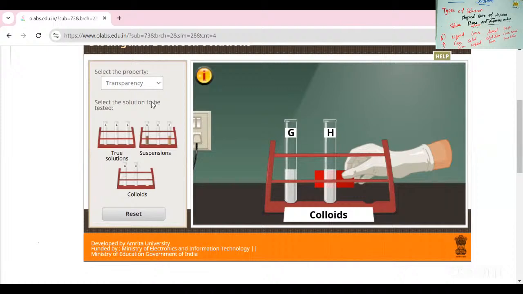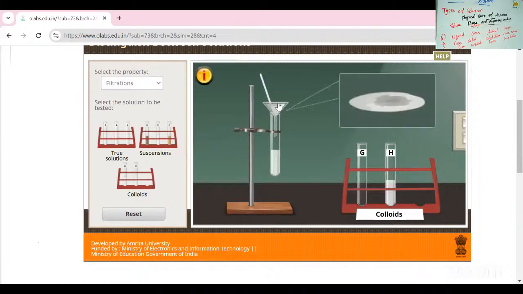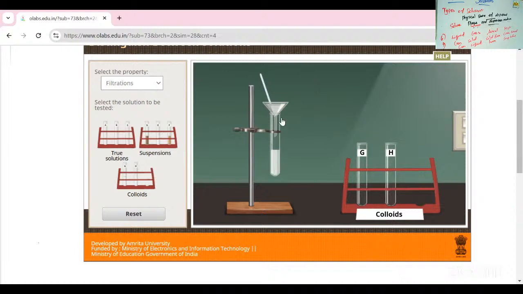And next property is filtration. What is going on? The first starch solution is filtered with the help of the filter paper, and the colloid cannot be separated. In the filtration, the same kind of solution only comes out. Okay. Second one, egg albumin solution. Going to filter, see the filter paper, there is no solid particle. So this is colloid. So the second property is confirmed.